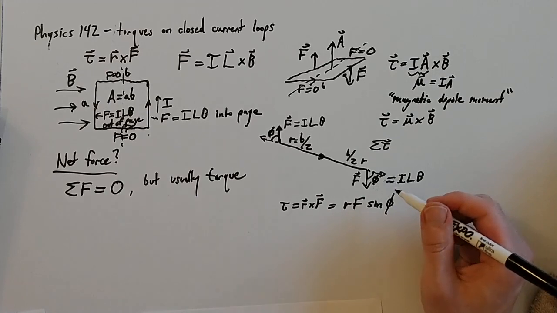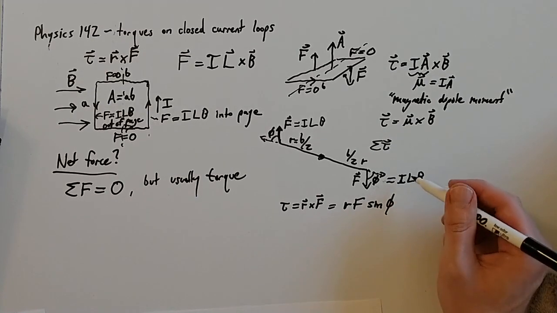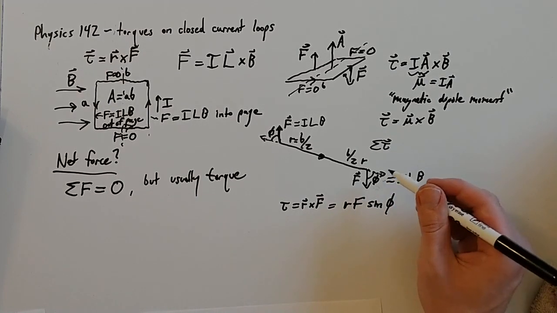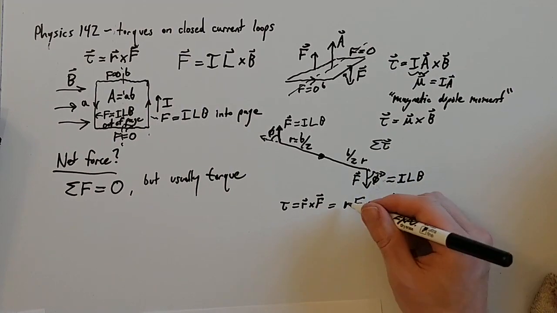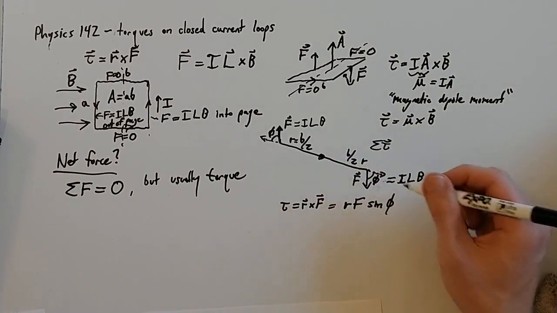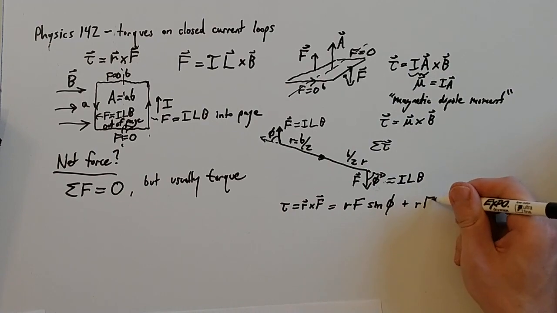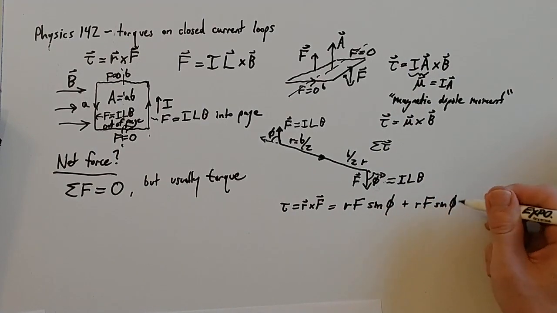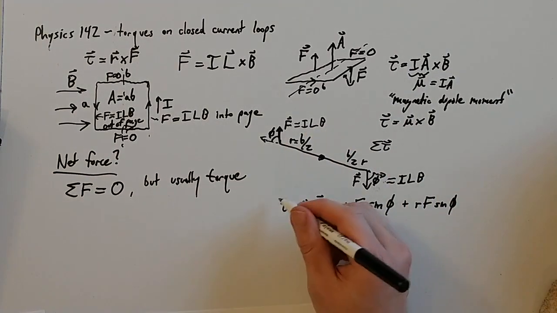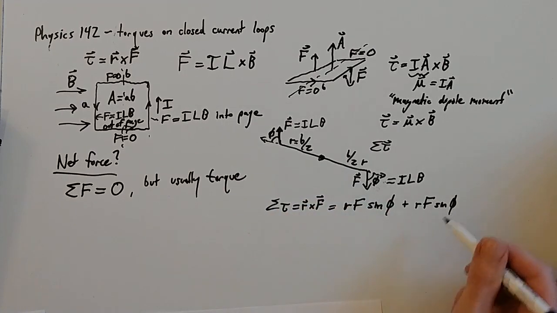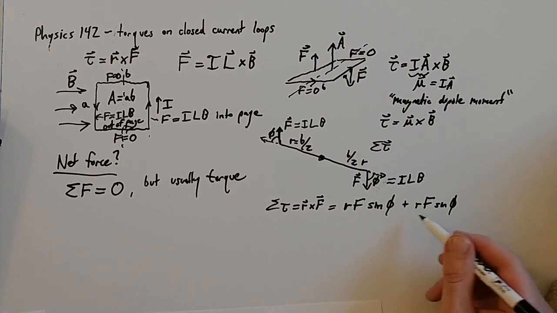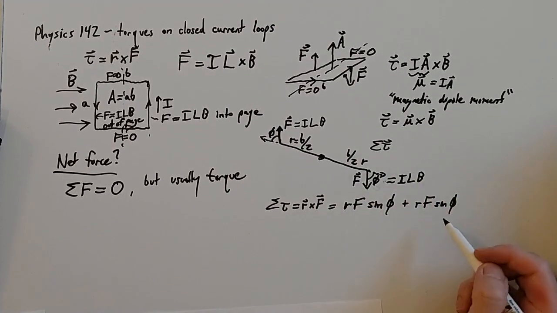And we're going to have two of those. R F sine phi for this one, plus another R F sine phi for this force. So the net torque is those two things. All right, but we should now plug in some numbers or some other variables.